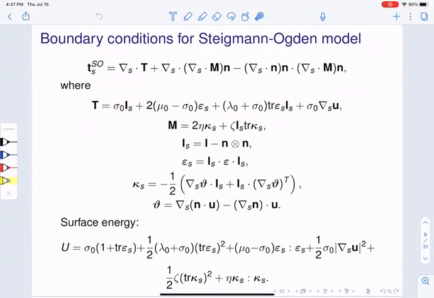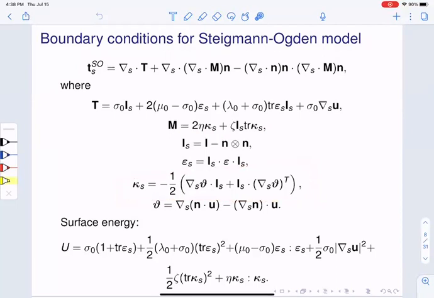So the Steigmann-Ogden model, on top of the Gurtin-Murdoch component, includes this. So M here is a couple stress tensor given in this way, and kappa and kappa S is a curvature tensor given by this formula. So it all looks complicated. It's all obtained from the variational formulation by using the surface divergence theorem and some tensor identities.